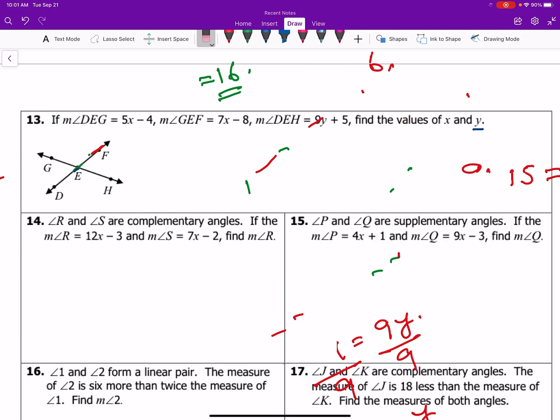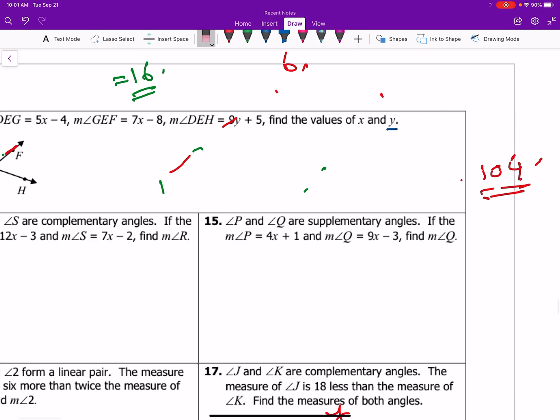Okay, then let me go for number 15. In number 15, I think it's pretty straightforward. They say P and Q are supplementary, so we know that P and Q add up to 180 degrees. Somebody can formulate it and do that. If P is given as 4x plus 1 and Q is 9x minus 3, once we add both of them, since they're supplementary, they make 180 degrees.